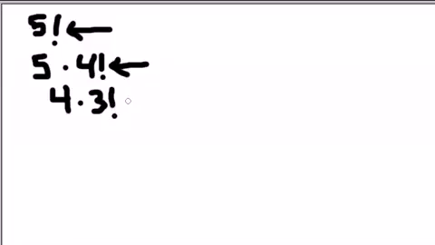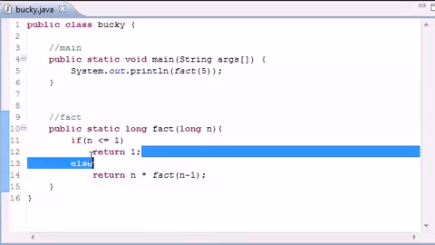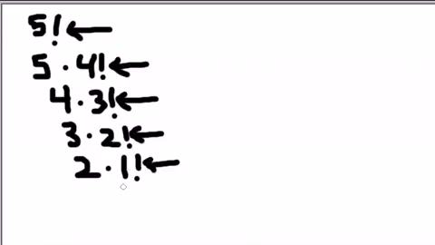Which is 3 factorial. Well, now I need a result for 3 factorial, so I'm going to do 3 times 2 factorial. Now I need a result for 2 factorial, so now I'm going to do 2 times 1 factorial. Well, now I need a result for 1 factorial. Oh, look at what we have here. This is called the base case. Whenever I get to 1, I can just return a 1. So it says, alright, 1 factorial equals 1. Now we have the answer of 1.